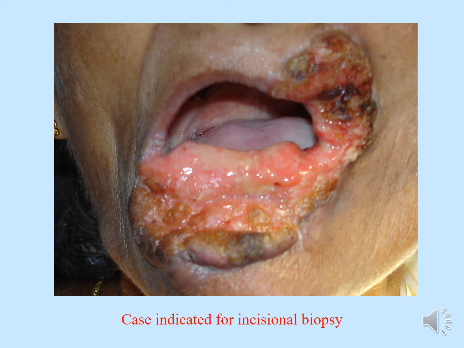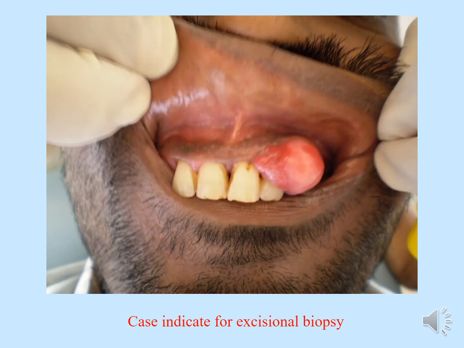Okay, so this is a clear indication of incisional biopsy, a case where we do incisional biopsies. Whereas on the other side, you have this lesion here, which is a growth on the gingiva, a small pedunculated growth, well loculated, and less than 2 centimeters in size, so it is clearly indicative of an excisional biopsy. That means we can take this whole lesion out in one surgical sitting. So this is how you differentiate cases where you need to do incisional biopsies or excisional biopsies.